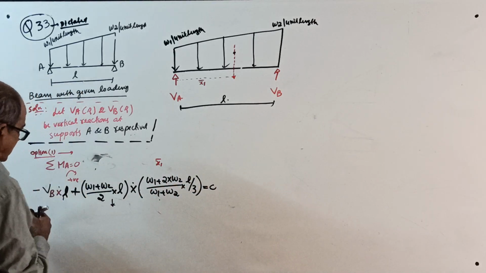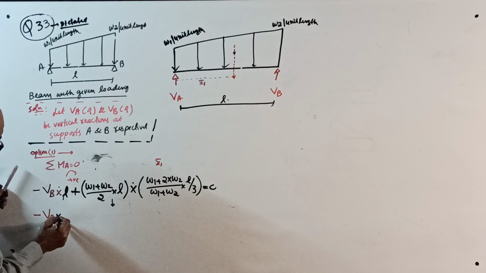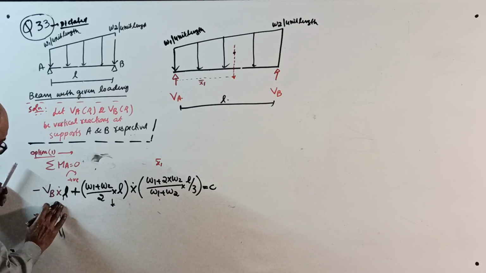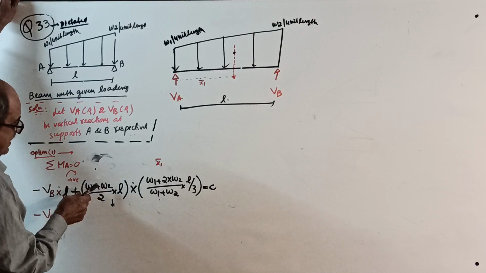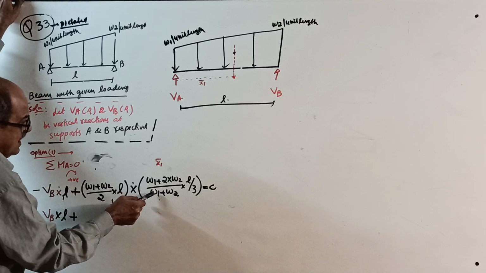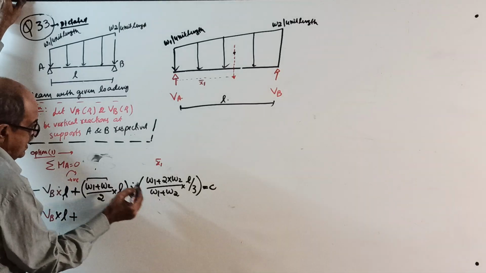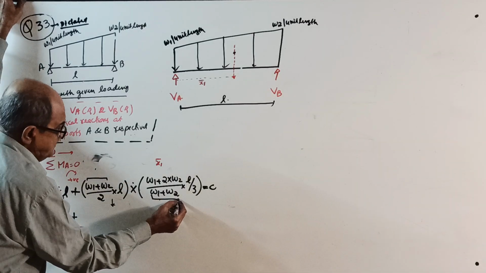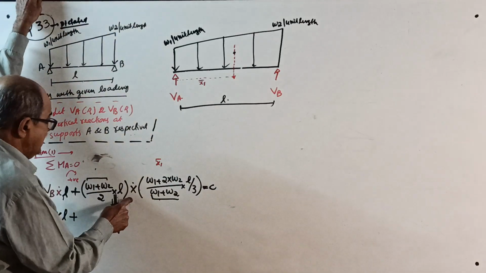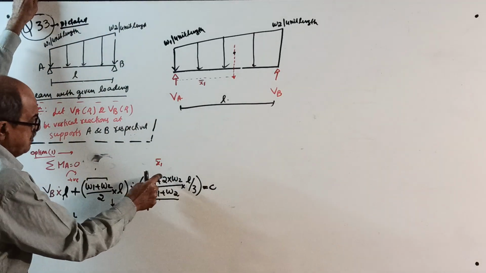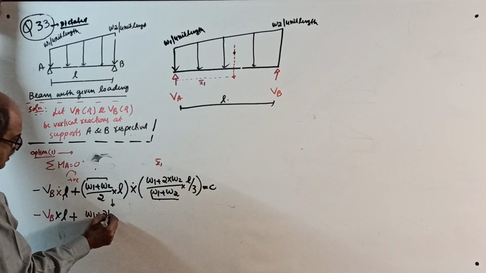Or you will get, see now, minus VB into L. Something interesting now, see, minus VB into L plus, see, W1 plus W2. Here W1 plus W2 and W1 plus W2 here gets cancelled. It is very useful. It always comes that way. So, remaining answer is W1 plus 2W2.